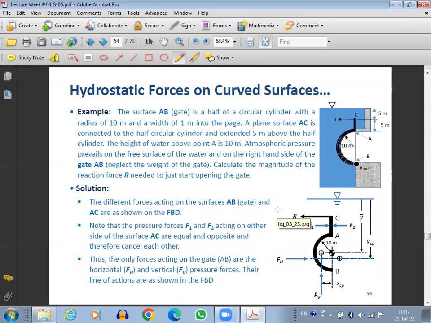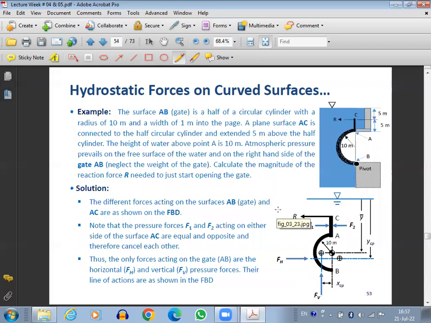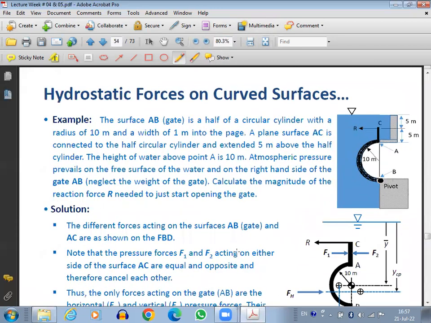Okay, let's see this problem. Hydrostatic force on a curved surface. The surface AB gate is a half of a circular cylinder with a radius of 10 meter and a width of 1 meter into the page. Now this time, previously it was a quarter circle, now it is a half circle, but again 1 meter into the page. A plane surface AC is connected to the half circular cylinder and extended 5 meter above the half cylinder. So you have a plane surface here connected to this.